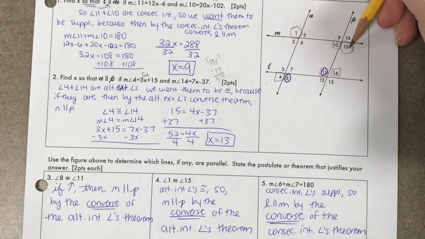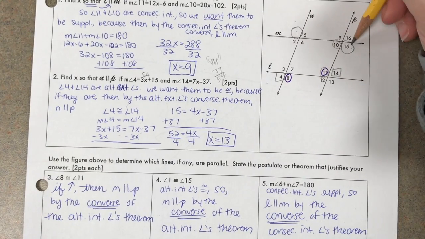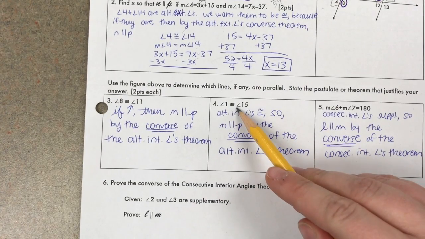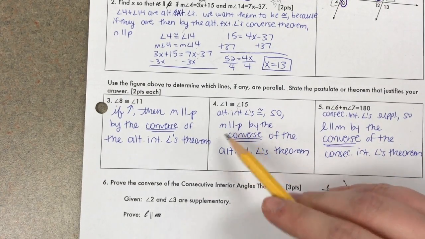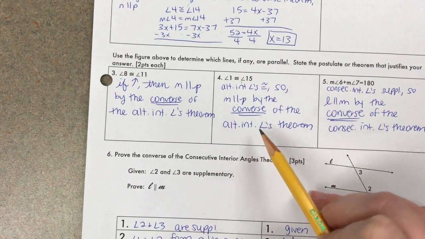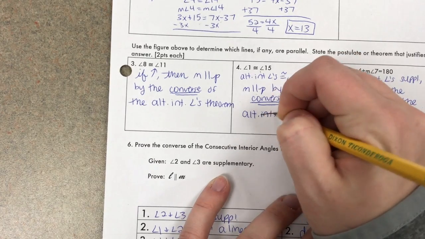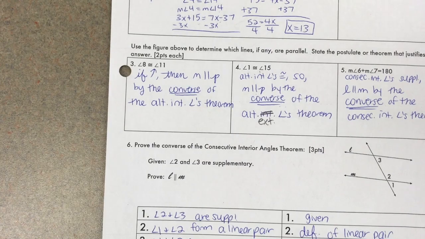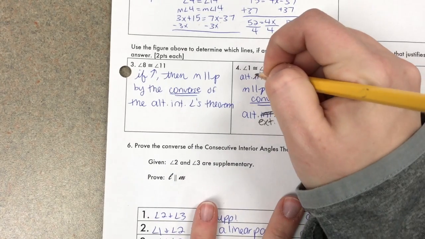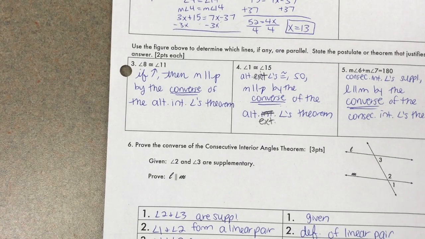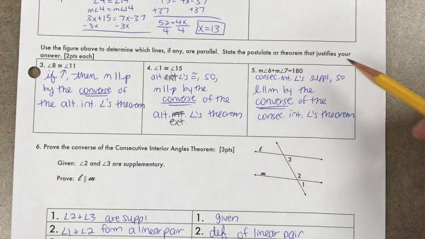So since alternate exterior angles, sorry, I keep saying the wrong thing. Alternate exterior angles are congruent, then those lines are parallel. So N is parallel to P by the converse of the alternate exterior angles theorem, okay? I put interior here too. I just always want it to be interior for some reason. Alternate exterior angles.